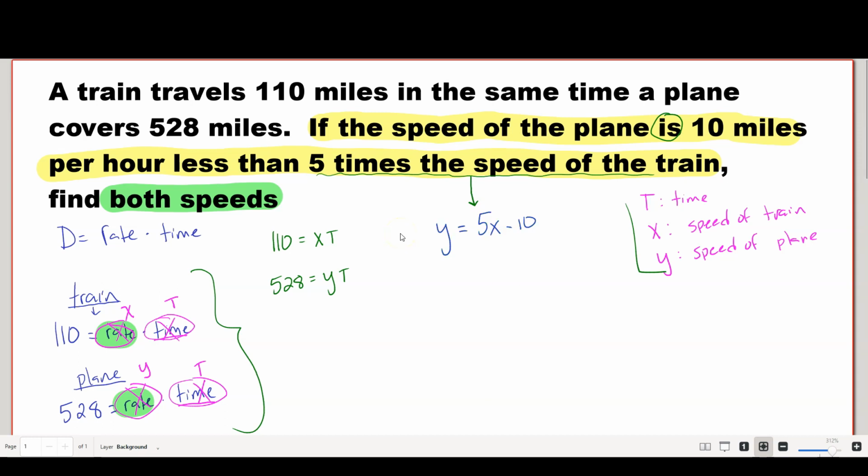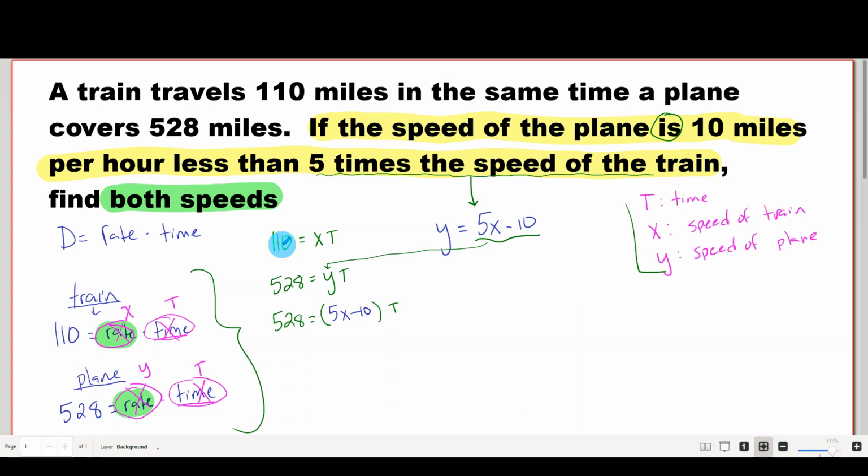All right, so looking back to our first two equations, remember, we're trying to solve for y here. Well, we didn't really solve for y yet. We solved for y in terms of x. But this is going to be helpful because since y is equivalent to 5x minus 10, we can go into our little equation there and substitute in 5x minus 10 for that. So instead of that, we'll have 528 equals, parentheses, plug in that 5x minus 10, times t. And so there's our new equation.